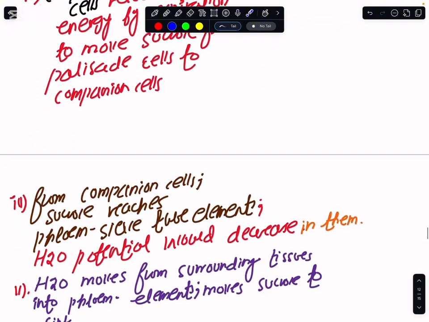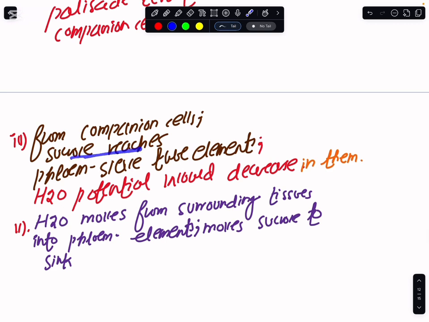And now from the companion cells, when the sucrose and the amino acid reach the phloem sieve tube element, they lower the water potential in them. Then the water moves from the surrounding xylem vessels, and that generates a high hydrostatic pressure. Under the influence of that high hydrostatic pressure, the sucrose and the amino acid are now moved toward the sink. At the sink, they are unloaded and stored in the form of starch.